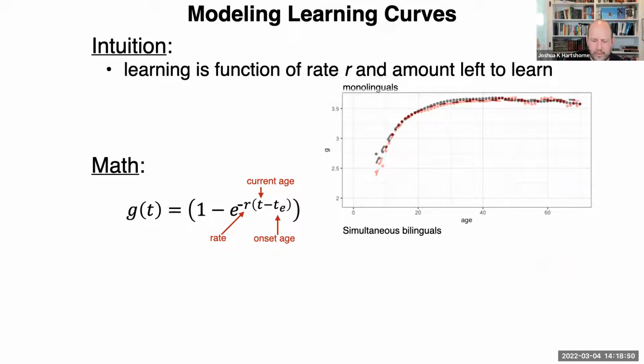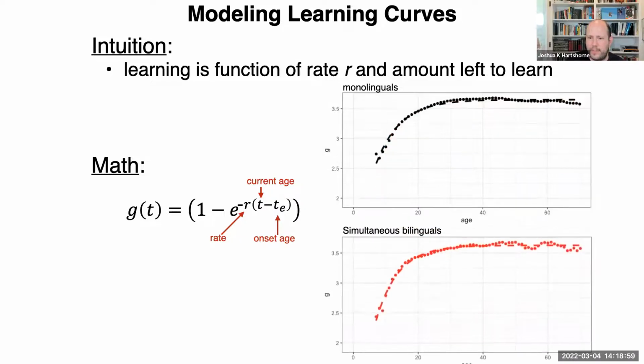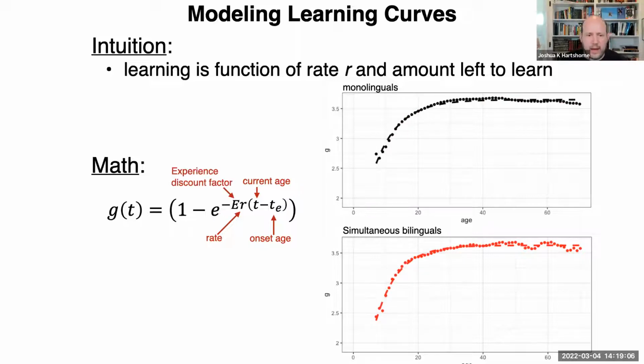And that brings up an important point, which is that if we use the same learning rate R for monolinguals and simultaneous bilinguals, they would end up hitting the same ceiling, which is not what we want because we know they're different. So we introduced this thing called the experience discount factor. This is a number that ranges between 0 and 1. It's set at 1 for monolinguals, and then we fit it for simultaneous bilinguals, for immersion learners, and for non-immersion learners.